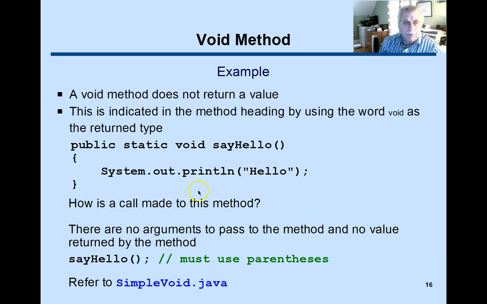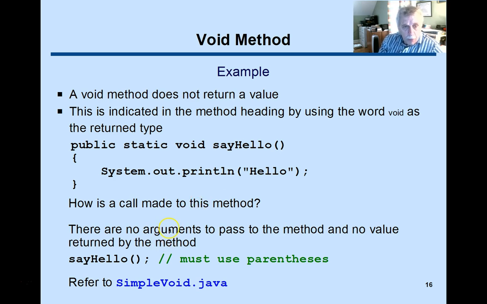So here's an example. We have a method called sayHello, which doesn't expect any input and doesn't return anything. It's public, so we are made aware of it, we can see it, and we can call or invoke it. What it will do is simply print the message hello, or send that string hello to the console for display purposes. So how do we make a call to the method?